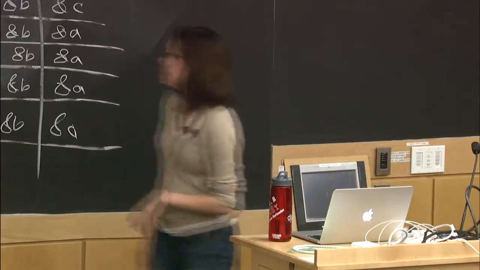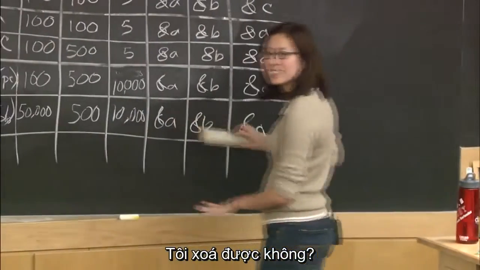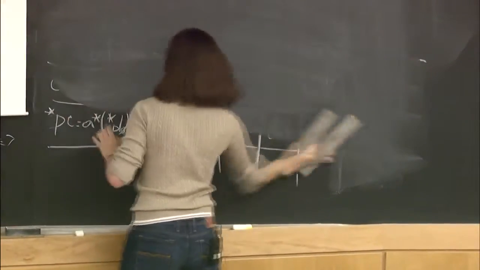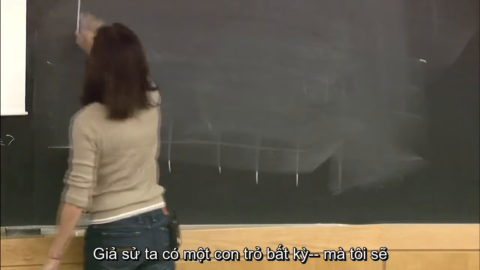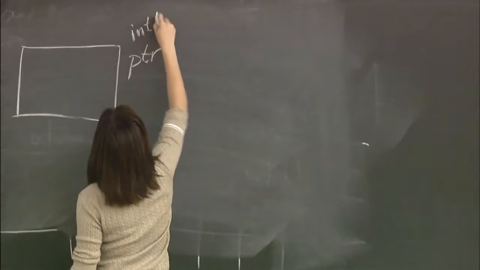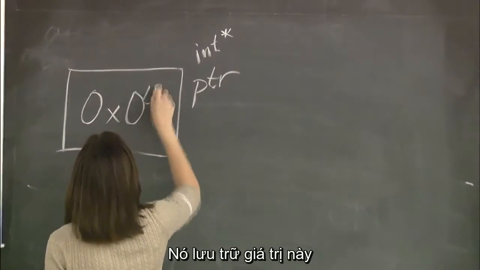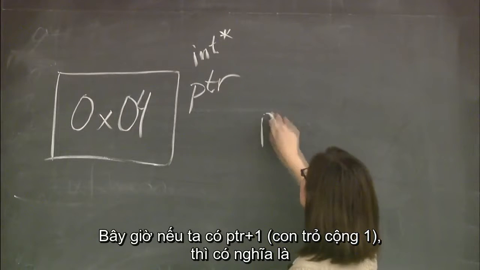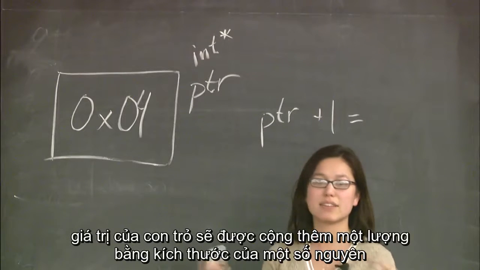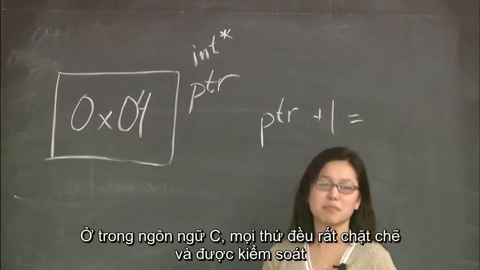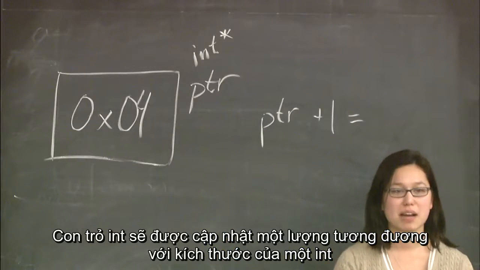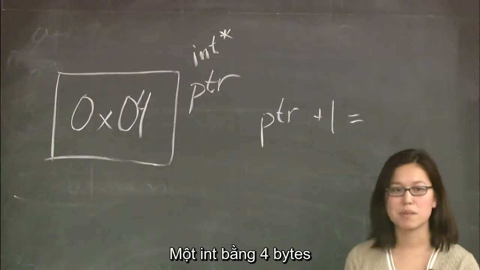So if we had some pointer, I'm going to make it an int pointer, that stores this. If you were to say pointer plus one, it's going to update it by the size of an int, because that's the type of pointer it is. With C, everything is very strict and regulated, okay? With an int pointer, it's going to update by the amount of space an int would take. An int is 4 bytes, right?